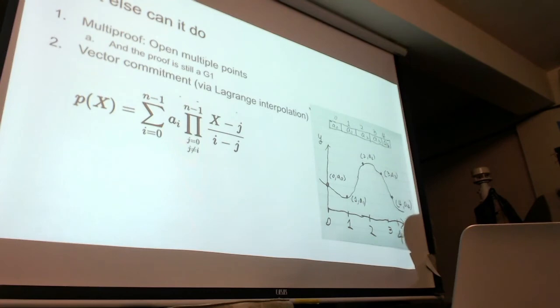This makes it possible to allow others to verify this piece of data belongs to this polynomial. How can they verify if they don't have the polynomial? They don't need to have the polynomial. The verifier only needs the commitment and the proof.